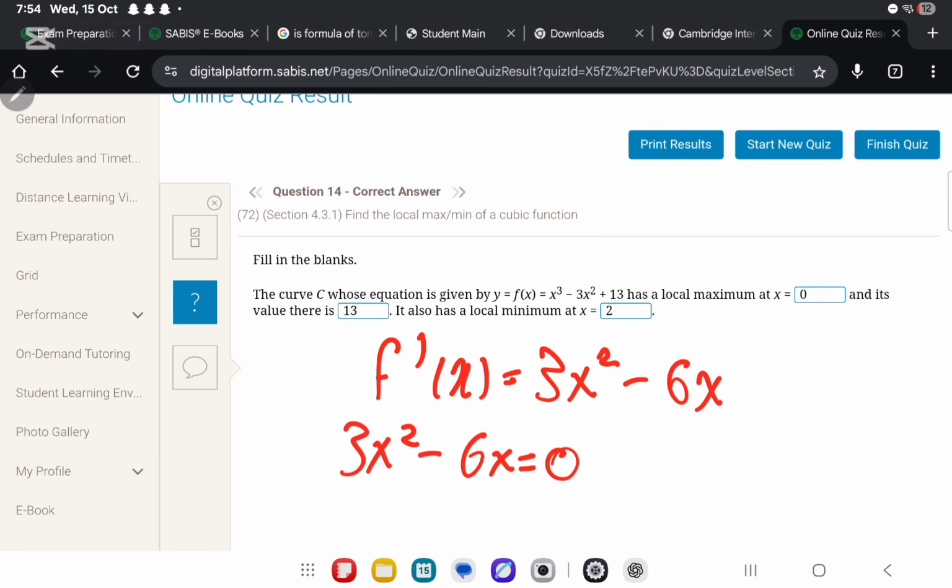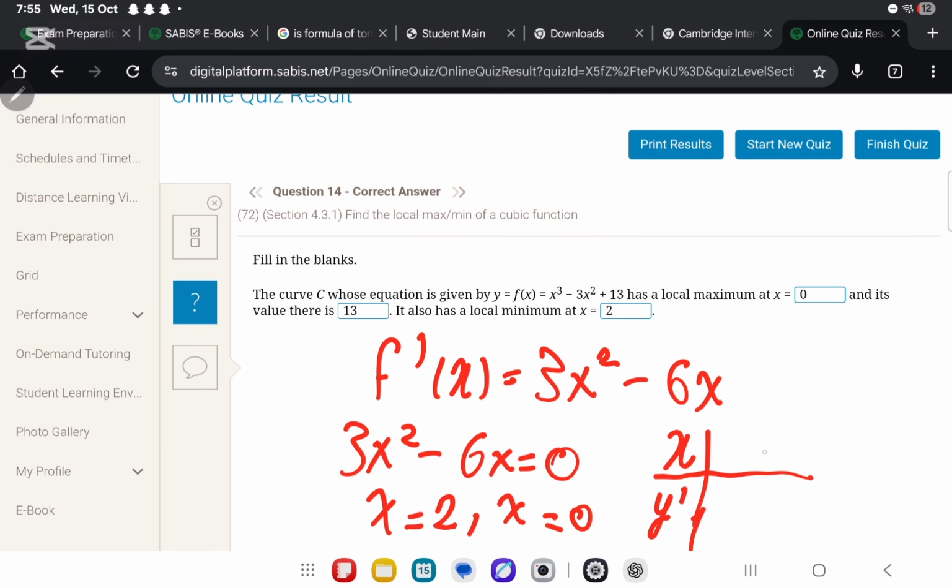Do it on the calculator. You're going to get x is equal to 2 and x is equal to 0. Right, now sketch your table of variation. So you have x, y prime. Sorry, I'm just going to say table of sign. I don't need the table of variation. So I have 0 and 2, right? So 0 here and 2 here, and I have negative infinity here, and positive infinity.